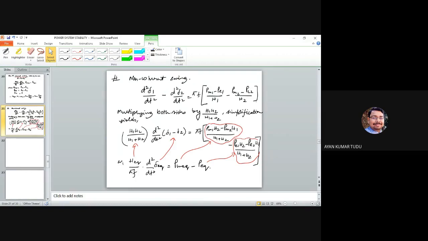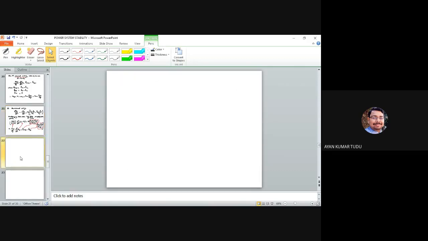So how is stability maintained? Stability is maintained if the machine rotors return to a stable operating state relative to each other. Only then can we say that stability is maintained. I hope it is clear. Let us do a typical problem on this, and with that we'll finish our class.